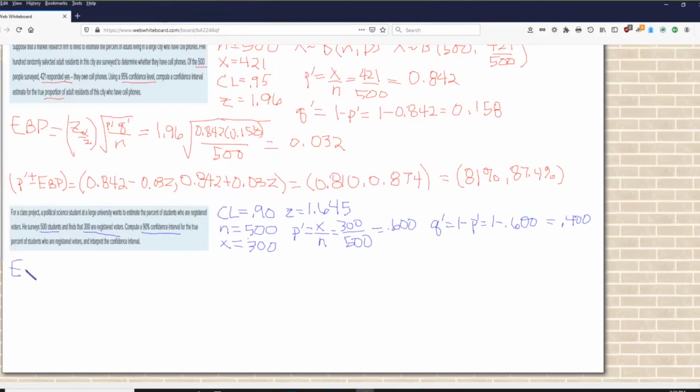Now my error bound of the proportion is going to be my z-score times the square root of p prime q prime divided by n. So that's going to give me 1.645 times the square root of 0.6 times 0.4, all divided by 500. So that's going to give me an error bound of the proportion of 0.036.